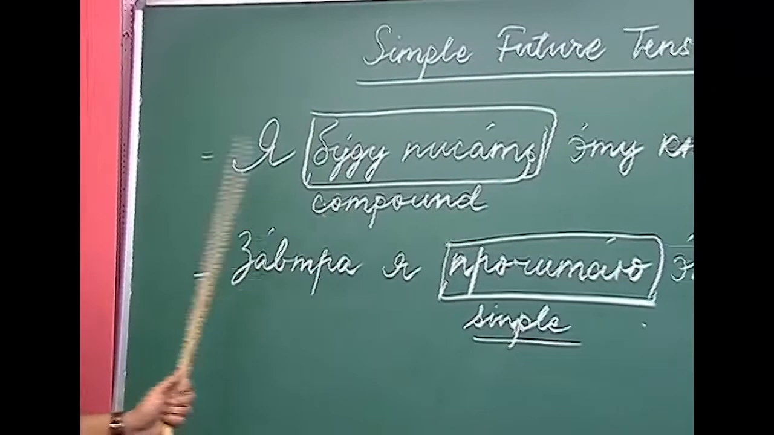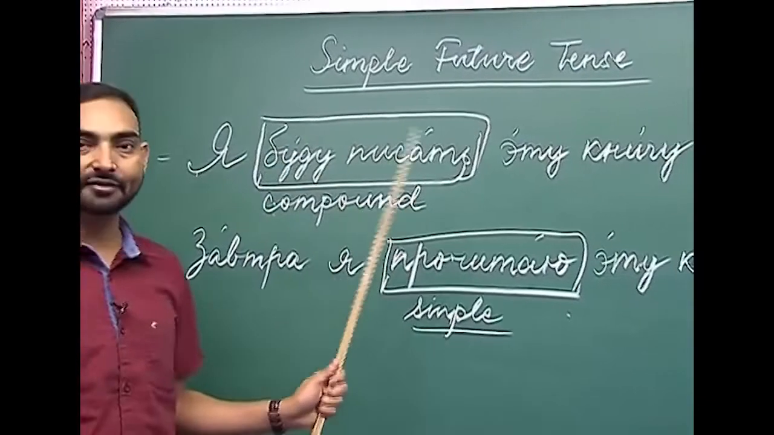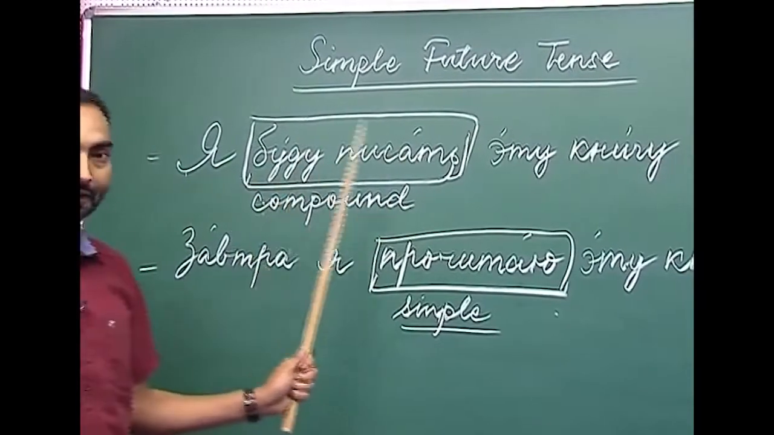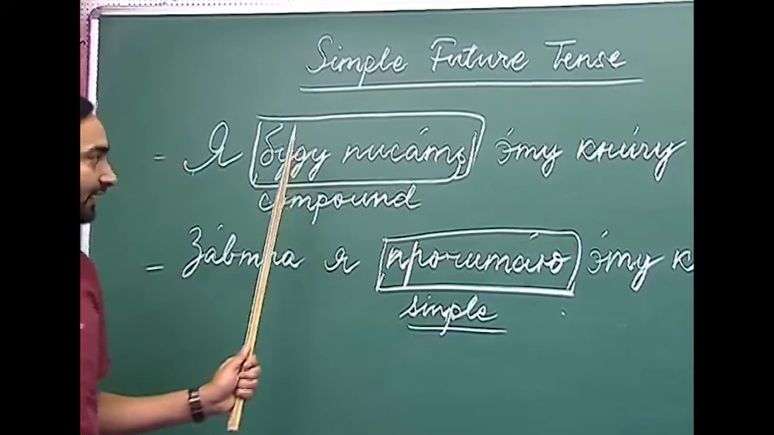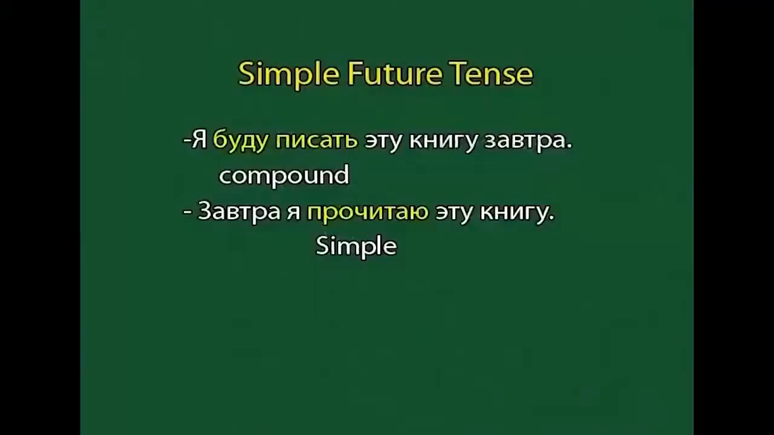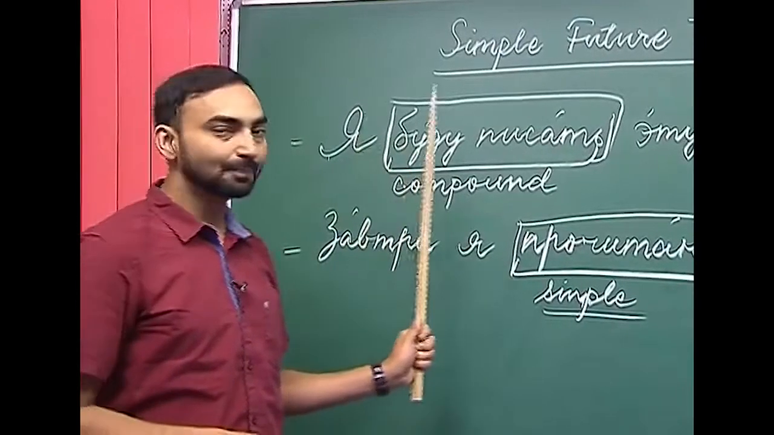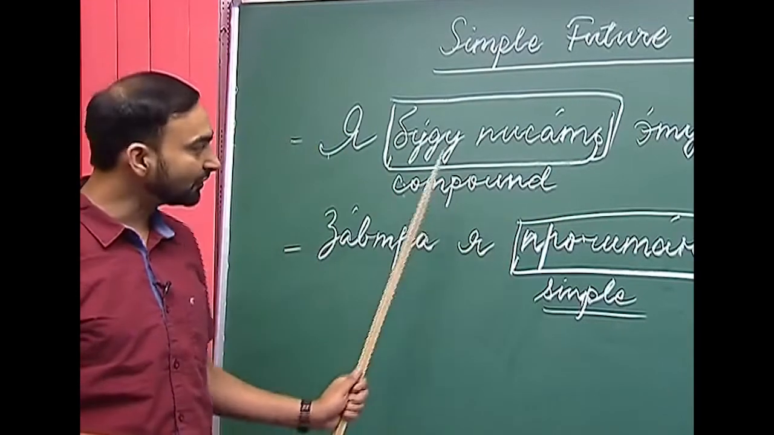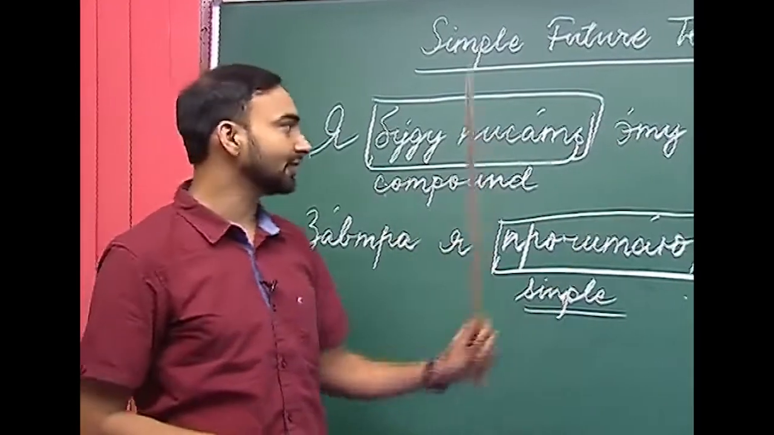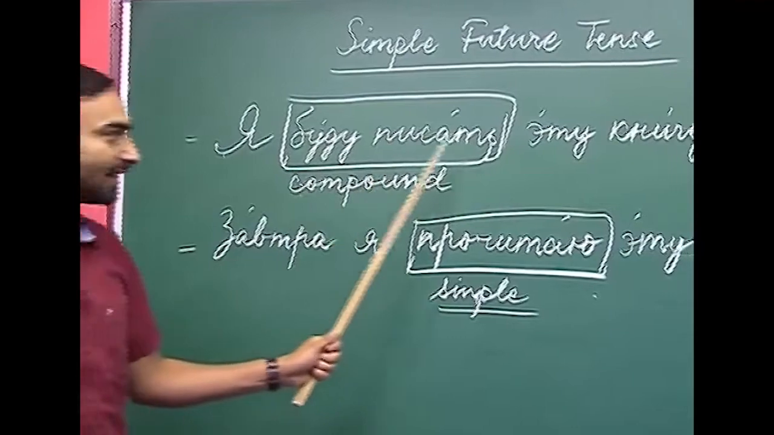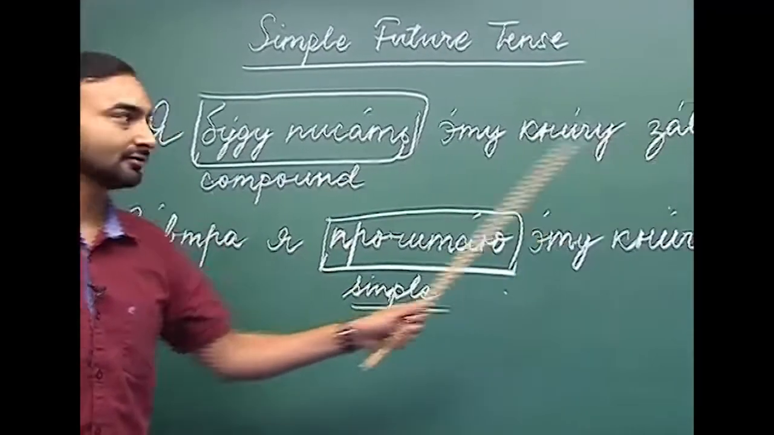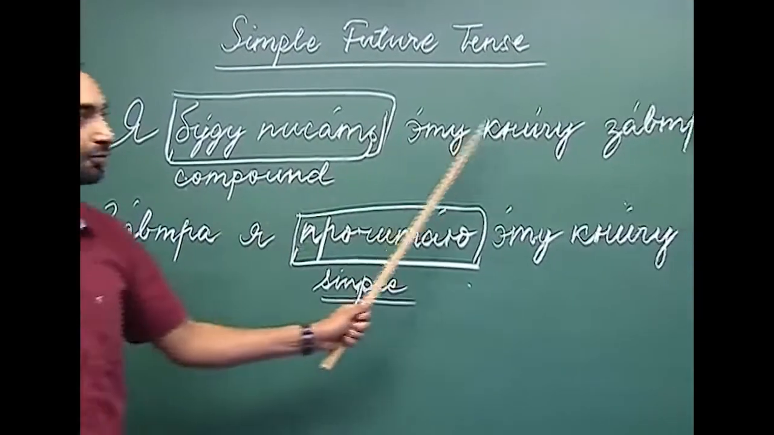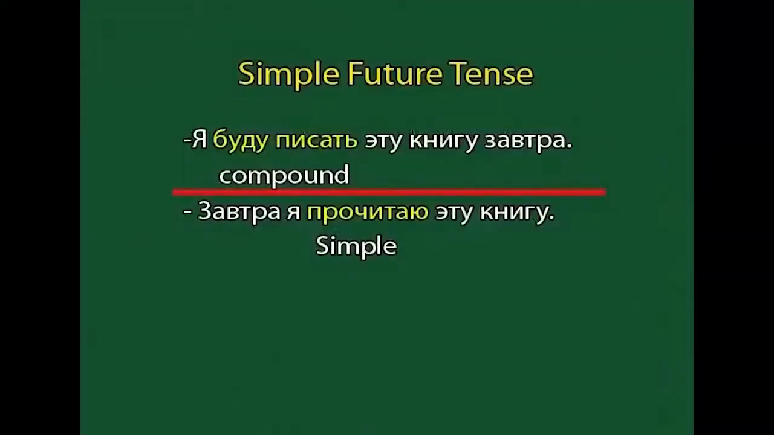If you remember, the compound future tense is denoted by the infinitive form of the verb and the conjugated form of the verb быть, which is to be. So, it is an auxiliary verb. So, auxiliary verb plus infinitive form of the verb is used to denote the compound future tense in the Russian language. For example, я буду писать эту книгу завтра. So, I will read this book tomorrow. So, this is how we denote the compound future tense.